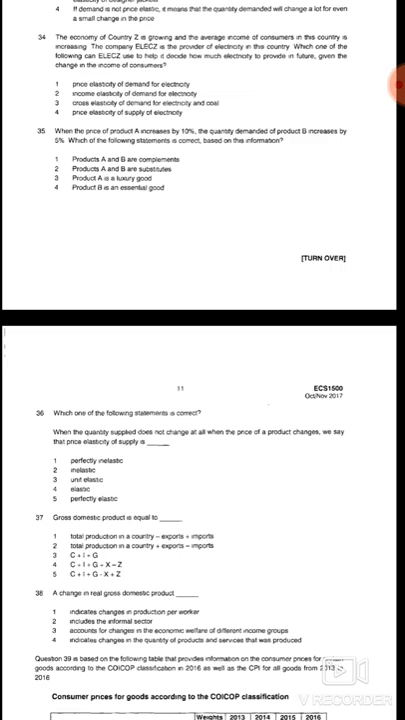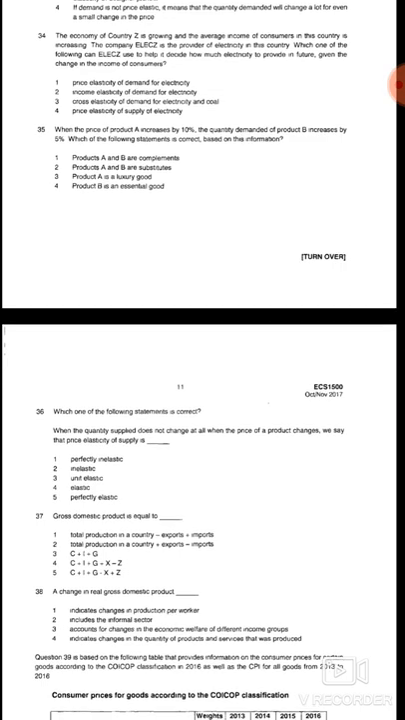Okay, let's move to question 35. Question 34 is option 2. Question 35: when the price of a product A increases by 10% and the quantity of product increases by 5%, so we have a positive relationship, so it's about the elasticity of supply here. Which of the following statements is correct based on the information?